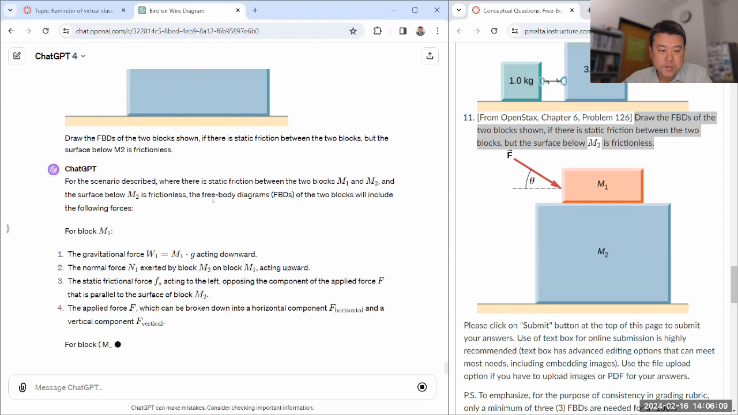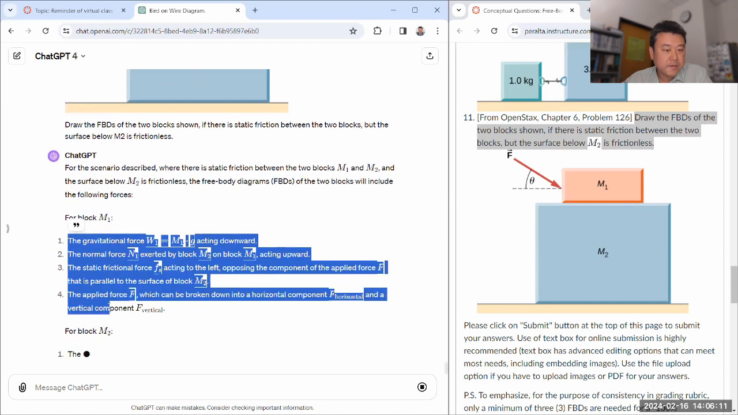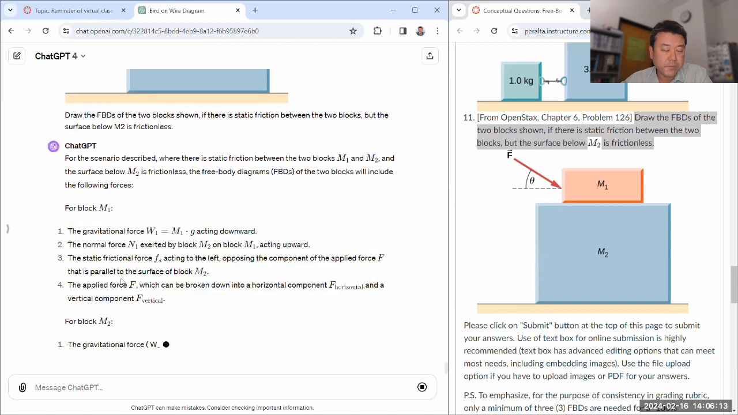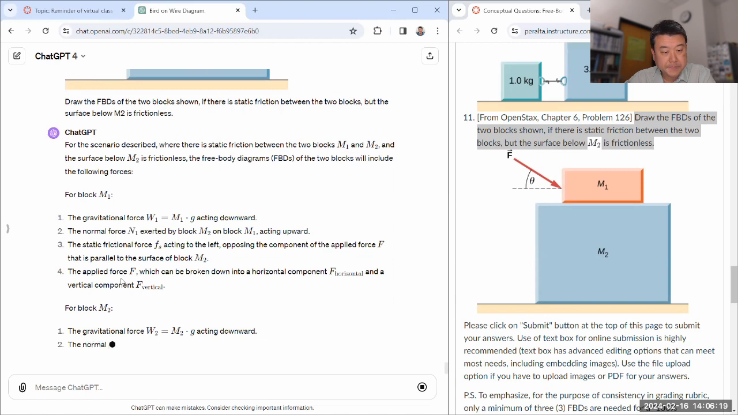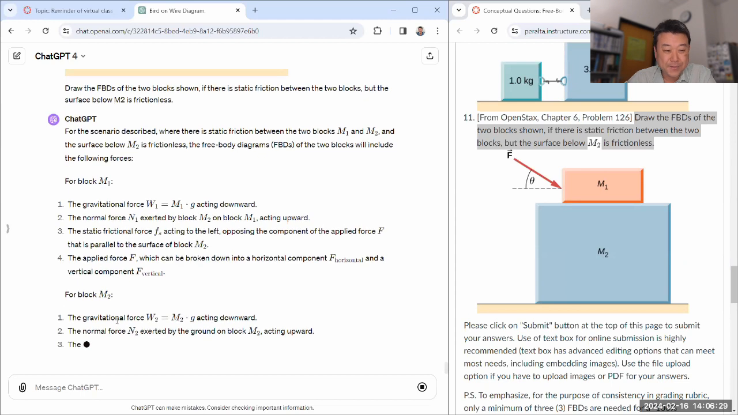Yeah, okay, so those descriptions are great. Someone interpreting it correctly will draw a correct free body diagram. For M2, there's gravitational force. Normal force, yeah. Now, M2 actually has two normal forces on it. Yeah, this is one of them. Oh wow, it's getting the second normal force, that's great.